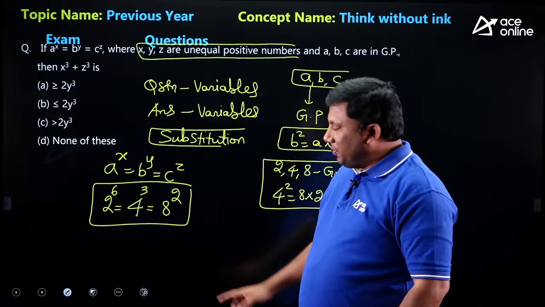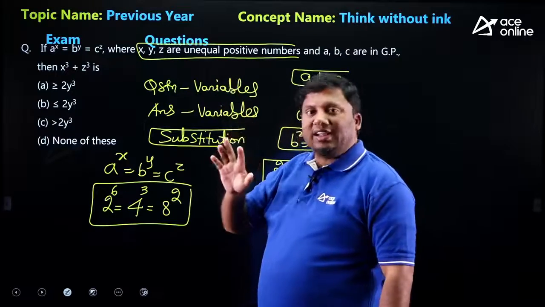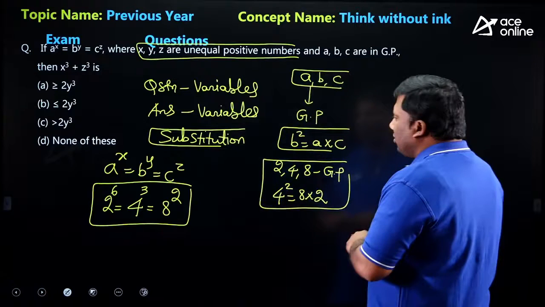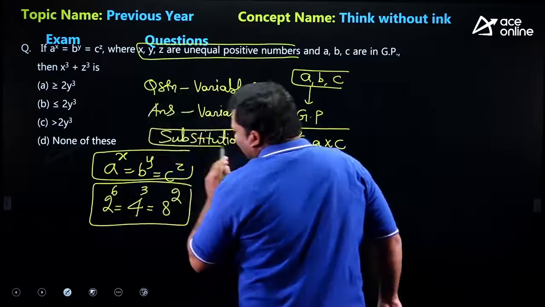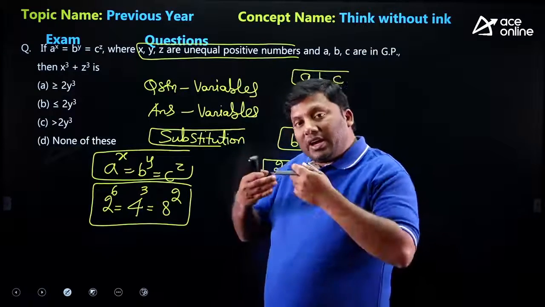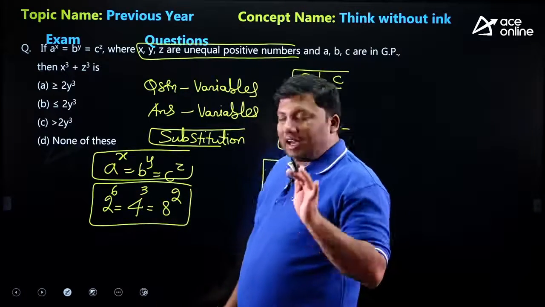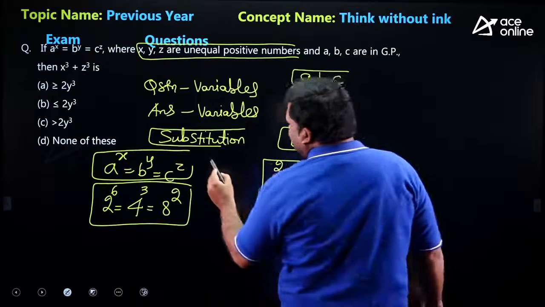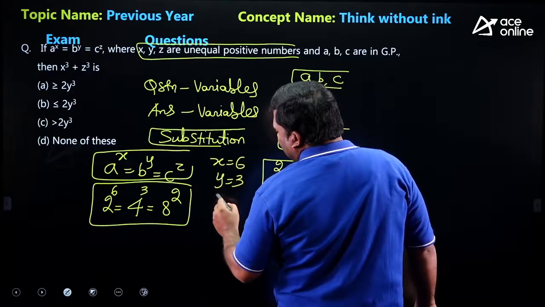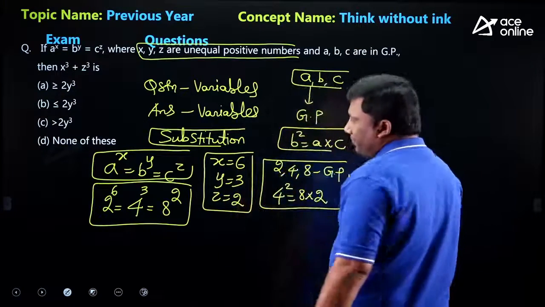Are X, Y, Z the same? X, Y, Z are 6, 3, 2. That means they are not equal. Exactly that is what we require in the question. What we need to do is find the value where A power X is equivalent to B power Y equivalent to C power Z. You can take any value that satisfies this condition. 2, 4, 8 are in geometric progression. X is 6, Y is 3 and Z is 2.